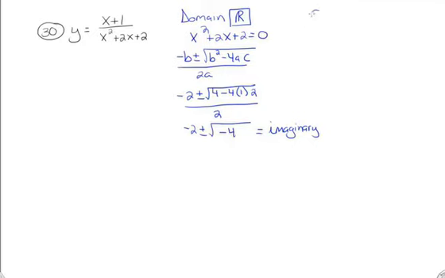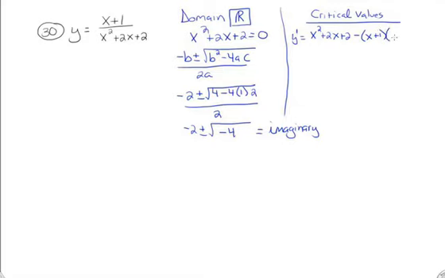So let's start looking at critical values. And I'm going to take the derivative. And I have to do my favorite quotient rule. So the derivative, hopefully I have enough room. Derivative of the top is 1 times the bottom minus the top times the derivative of the bottom, which would be 2x plus 2, all over the bottom squared.